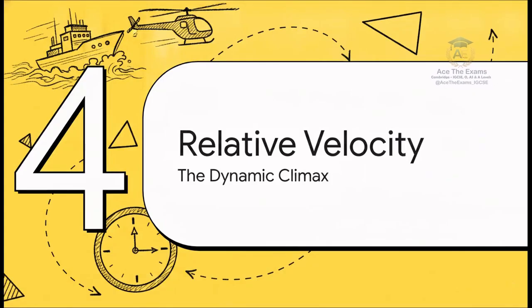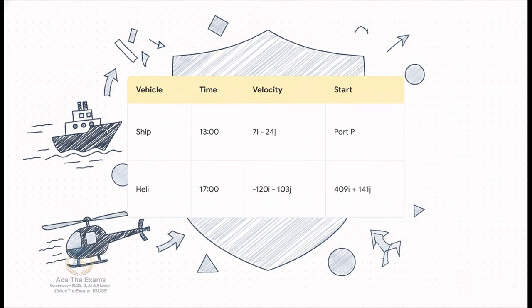We've arrived at section 4, the interception relative velocity. This is the dynamic climax of the paper, and it is where the most marks are won or lost. Welcome to Challenge 3's speed writing. We are going to build a perfect PEEL framework paragraph for a high-stakes kinematics problem involving a ship, a helicopter, and a ticking clock. Look at this chaotic data.